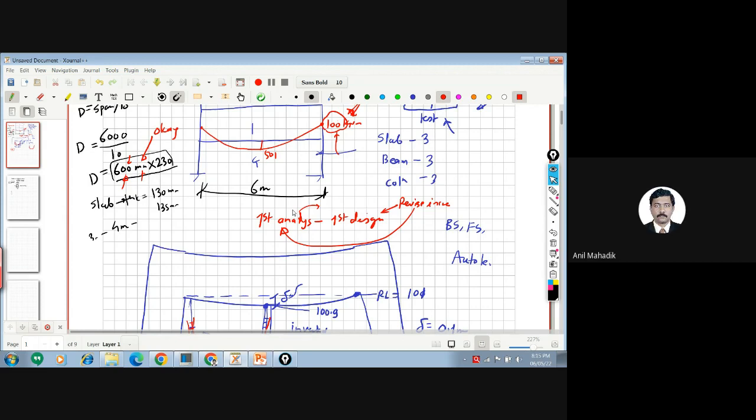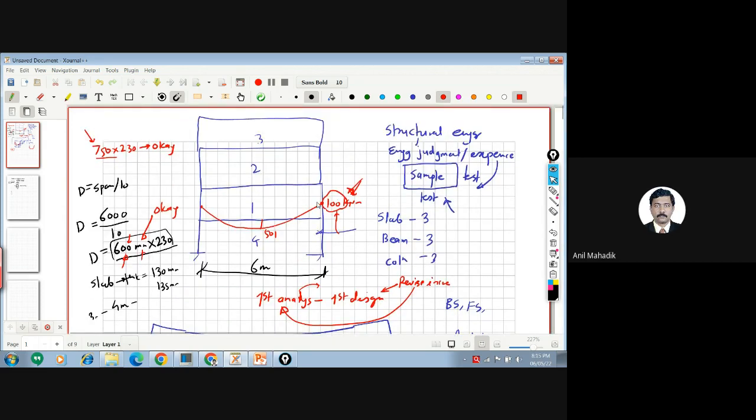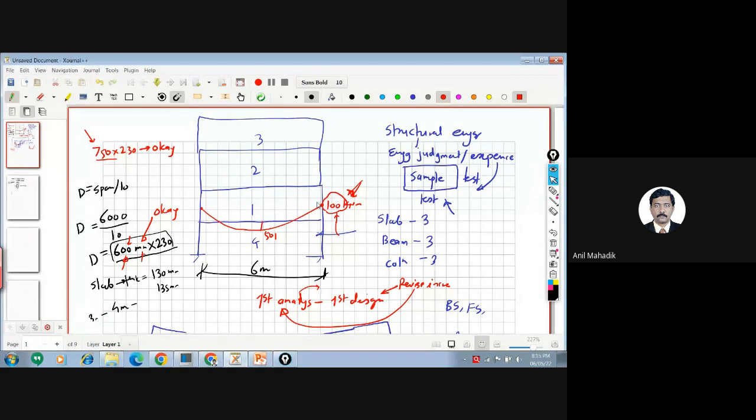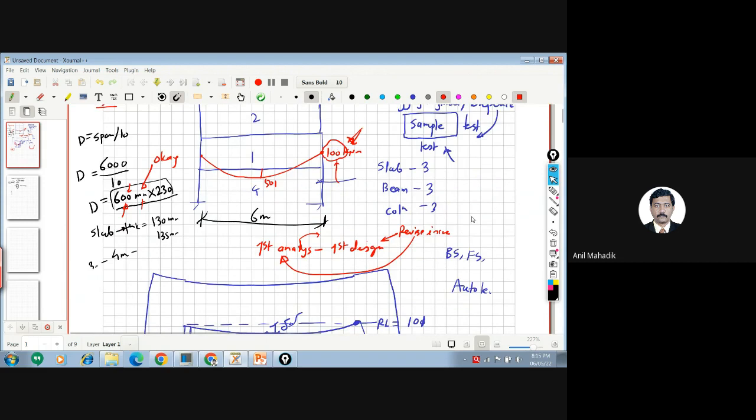Now, see, previously whenever there were no softwares, doing this manually was a very tedious job. So generally people used to assume larger sizes. Better not to do more trials; it is better to assume certain higher sizes and just go ahead. Nowadays we have softwares, so you can do this in a few minutes.